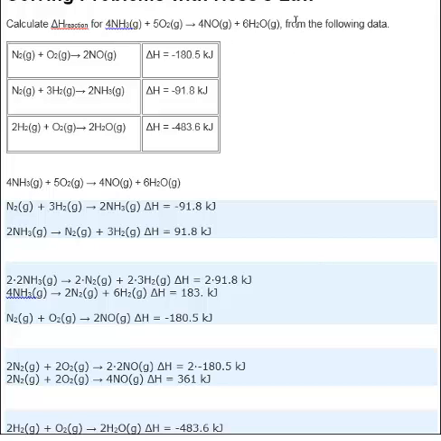Solving a problem with Hess's law. Calculate delta H reaction for 4 moles NH3 gas plus 5 moles of O2 gas going to 4 moles of NO gas plus 6 moles of H2O gas from the following data.